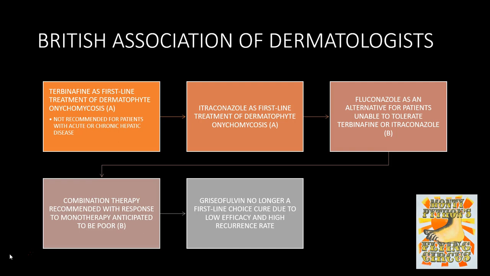Looking at the recommendations of the British Association of Dermatologists, terbinafine is considered the first-line treatment for dermatophyte onychomycosis, obviously not to be used in patients with significant acute or chronic renal disease. Itraconazole is also considered an appropriate first-line treatment for dermatophyte onychomycosis, with fluconazole utilized primarily in patients unable to tolerate either terbinafine or itraconazole.